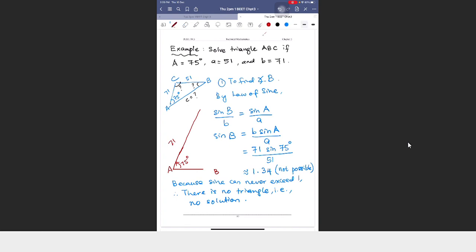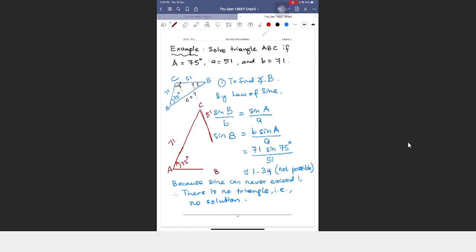So this is C. Then from there you measure 51 for A. Of course, 51 is less than 71 in terms of length. So you will have something like that, then it stops. It's hanging. In this case, there's actually no triangle that you can form. This is what it means by no triangle or no solution.